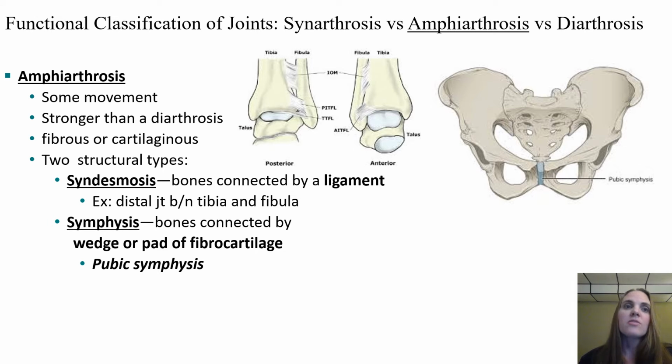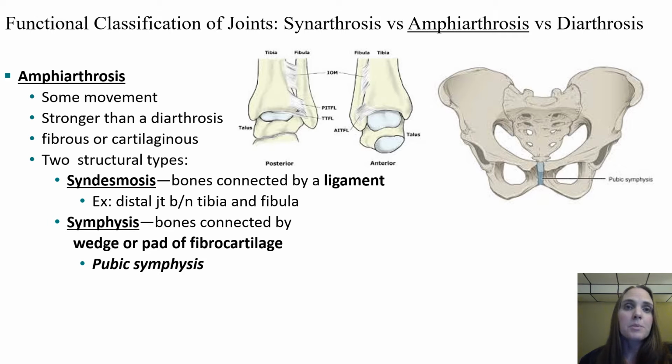Now we're going to move to the functional category of amphiarthrosis. These joints allow some movement. They're more movable than that synarthrosis, but they still allow only a limited amount of movement. So in terms of strength, they're a little weaker than the synarthrosis, but stronger than the diarthrosis, which are freely movable joints. These joints are usually a fibrous or cartilaginous joint, and we have two different structural types of amphiarthrosis.